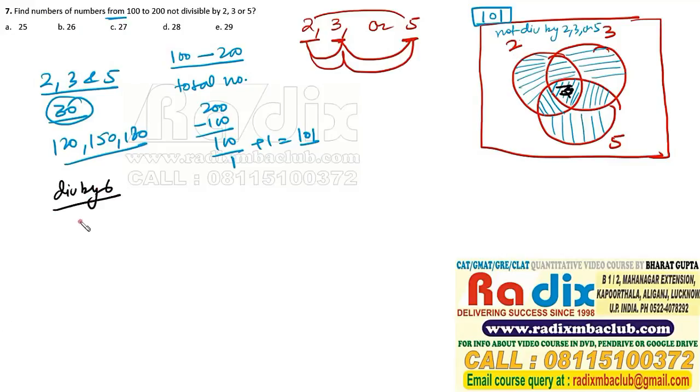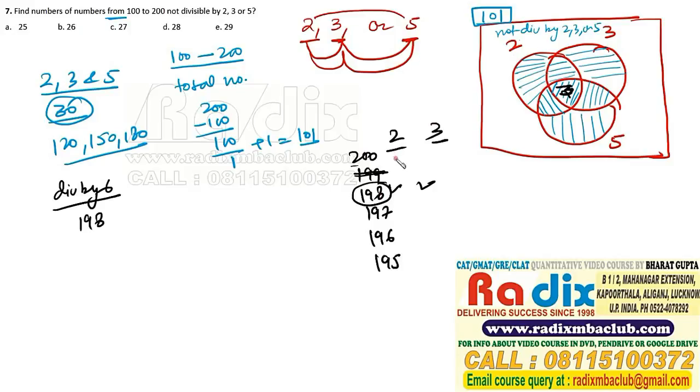Last number would be 198. See, 200, 199, 198, 197, 196, 195. This is not divisible by 2, and this one is divisible by 2 as well as 3. You have to be very sharp in calculating the last number. 200 is divisible by 2 but not by 3. This number is divisible by both 2 and 3, so it is divisible by 6. The first number would be 102. 96 divided by 6 plus 1 is 16 plus 1, so 17 numbers are divisible by 6.